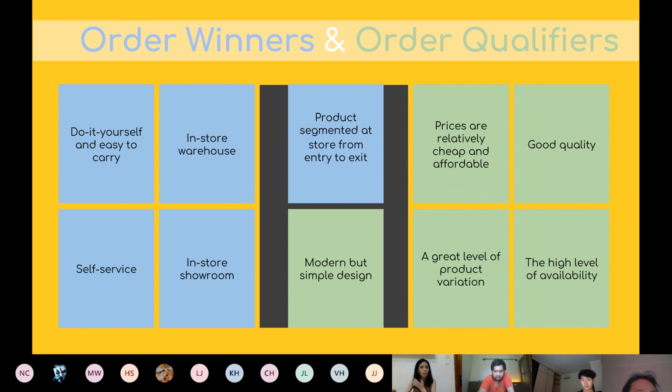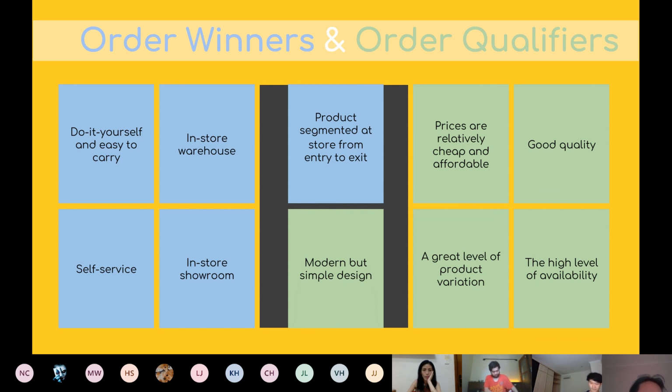In addition, IKEA also has a large level of product variation, ranging from beds, chairs, tables, cabinets, dolls, to home goods such as glass bottles, brushes, pillows, and others with relatively cheap and affordable prices. So IKEA also has products with good quality and a high level of availability.